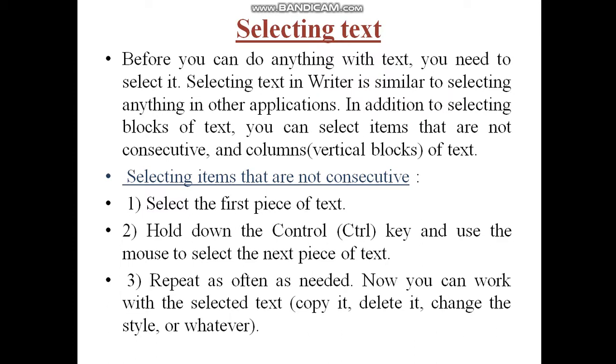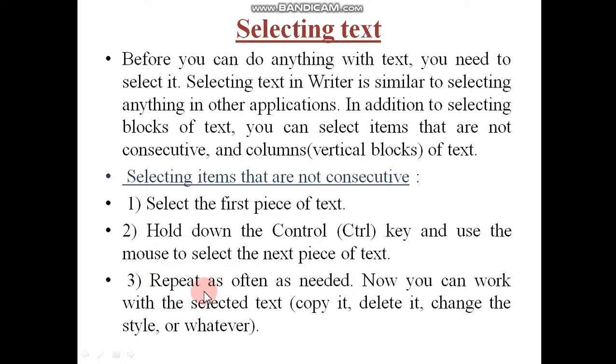Selecting text in Writer is similar to selecting anything in other applications. In addition to selecting blocks of text, you can select items that are not consecutive and columns of text. Now, consecutive means that are next to each other, and non-consecutive means that are not next to each other. Now, selecting items that are non-consecutive, which are not next to each other. So when you want to select that type of portion of a paragraph or line, then first of all select the first piece of text, hold down the Ctrl key and use the mouse to select the next piece of text.